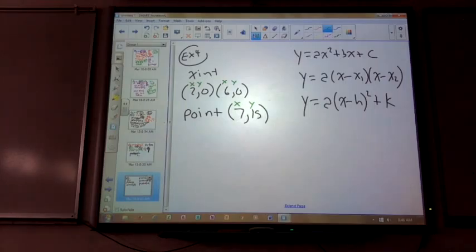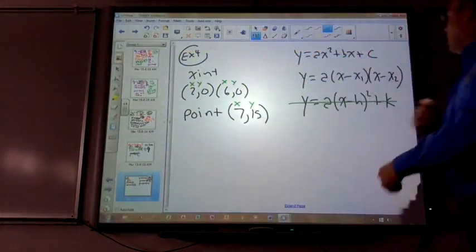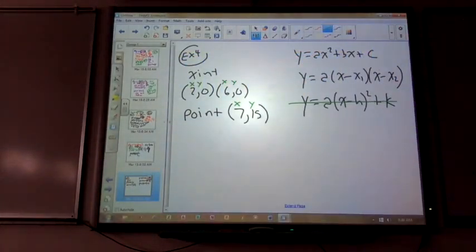So which one of those equations right now do you think we should get rid of? The bottom one. Okay, this isn't going to help us right now because I don't know any of my points being (h, k), because nothing about our problem said we had the vertex. Agree? So we're going through this process of elimination.